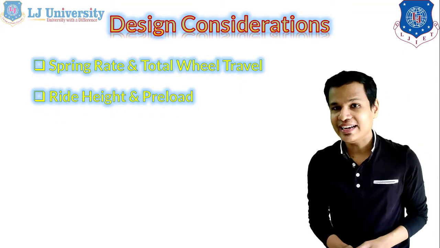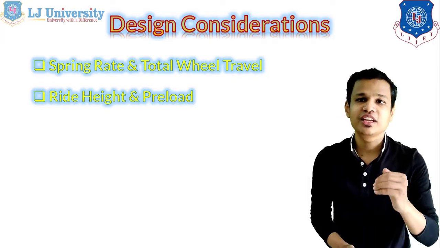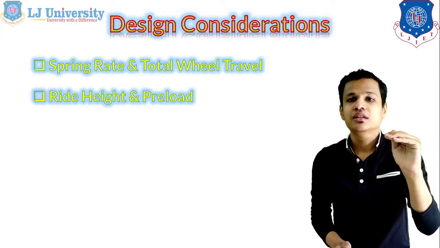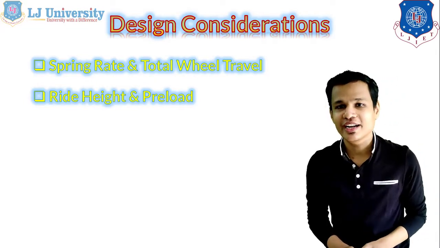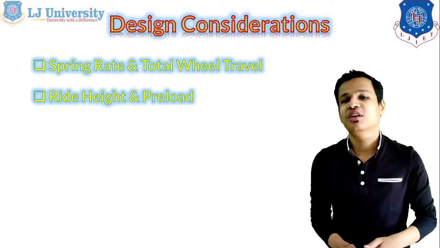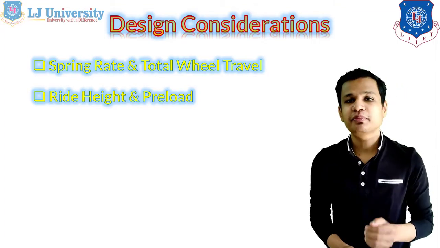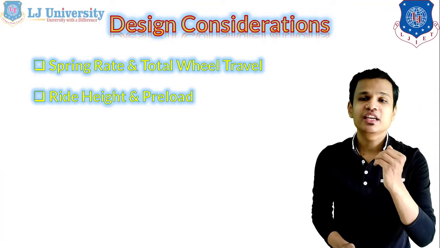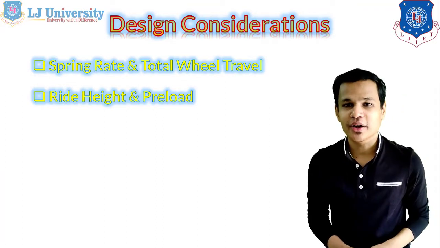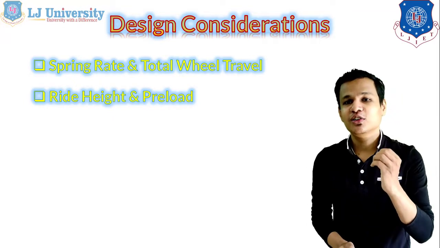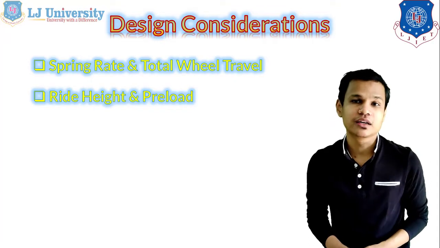Next thing is the ride height and the preload. Ride height means that whenever we drive the vehicle, the rider should be at the proper height, so that the load is not transferred towards the driver. Second is the preload condition. When the vehicle is not being driven, the load on the vehicle should be proper, and that loading condition should not change too much whenever we are driving the vehicle.